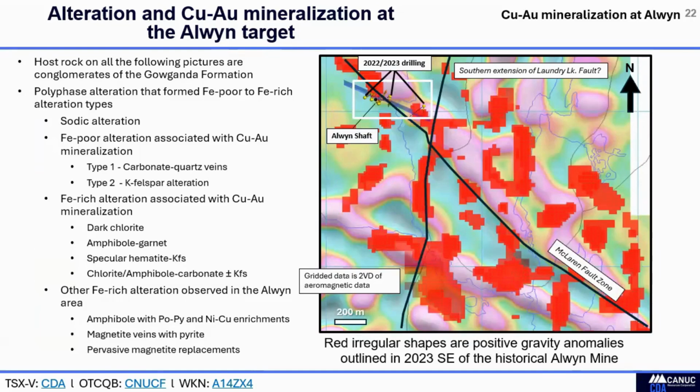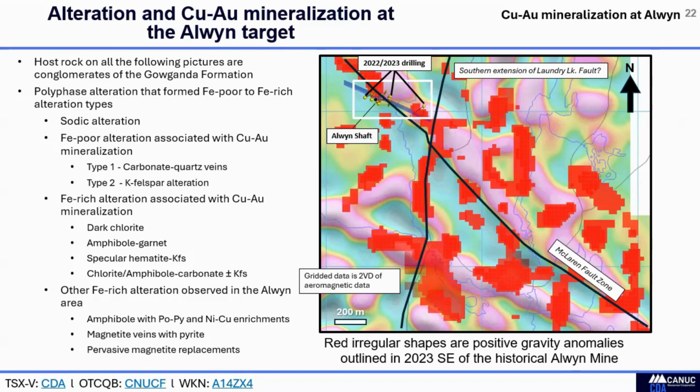The host rock that will be presented in all the following pictures is the Gowganda conglomerate or different variants of the Gowganda conglomerate. Then we observe a strong hydrothermal system with polyphase alteration, some of which is associated with copper gold mineralization. So we observe iron poor alteration related to copper gold mineralization and also iron rich alteration associated with copper gold mineralization, in addition to new types of iron alterations that were not recognized or identified in the area before, and also areas of sodic alteration.